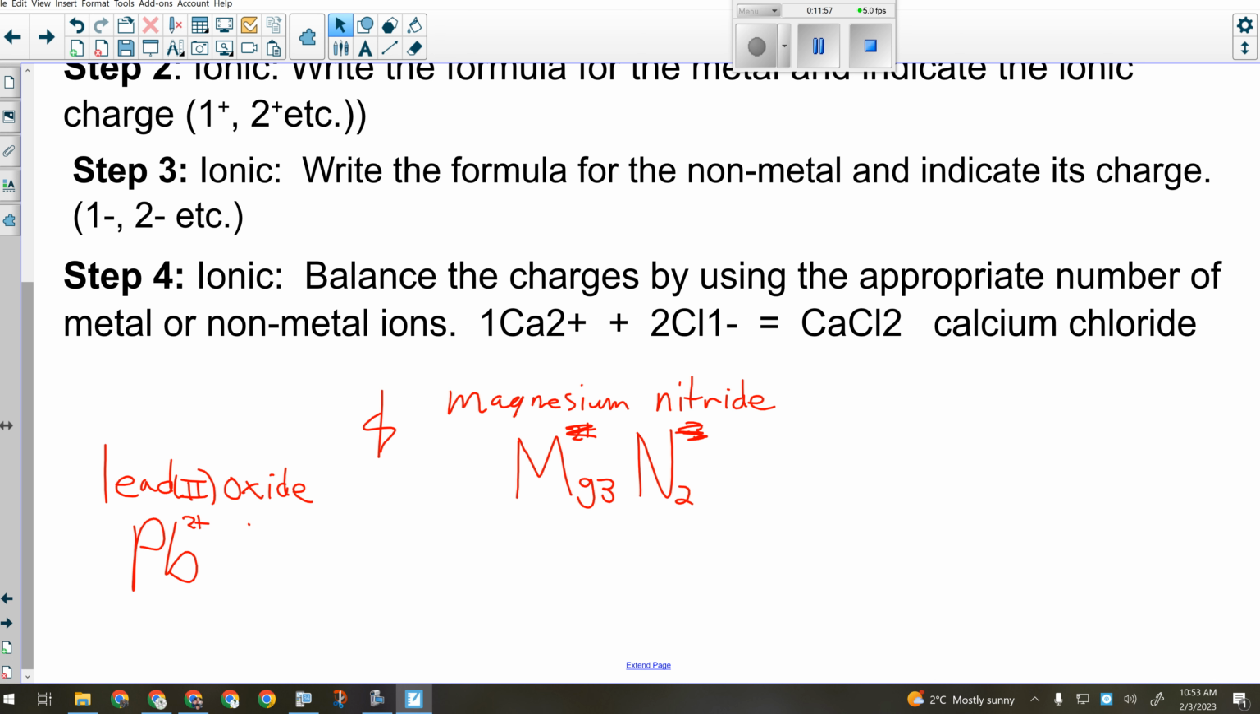Okay, and then it's with oxygen. Oxygen's always a -2. Now if I drop and swap this, or do I even need to drop and swap this? I don't. It's already balanced, isn't it? Well then I'm done. It's just PbO. If you dropped and swapped and wrote it like this, would you be right or wrong? You'd be wrong. Is this compound the same as this compound?